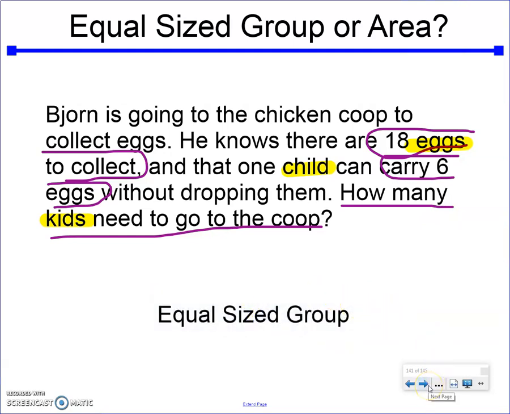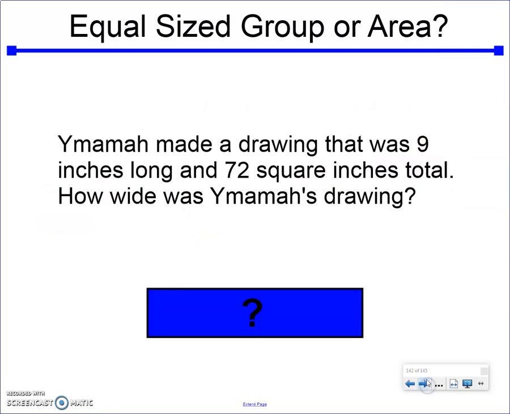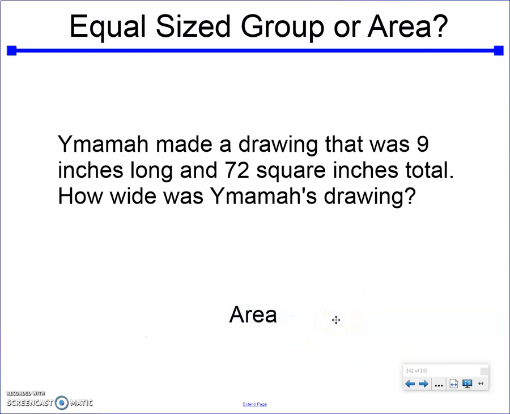Now 3rd grade, it's going to be your turn. We're going to look at each problem and you're going to decide if it's an equal-sized group or area story problem. Here you go. Yamama made a drawing that was 9 inches long and 72 square inches total. How wide was Yamama's drawing? Is this an equal-sized group or area division story problem? I agree. This is clearly an area division story problem because we know the total square inches and we know a length. We're trying to find a width. Clearly, this is about the area of her paper.